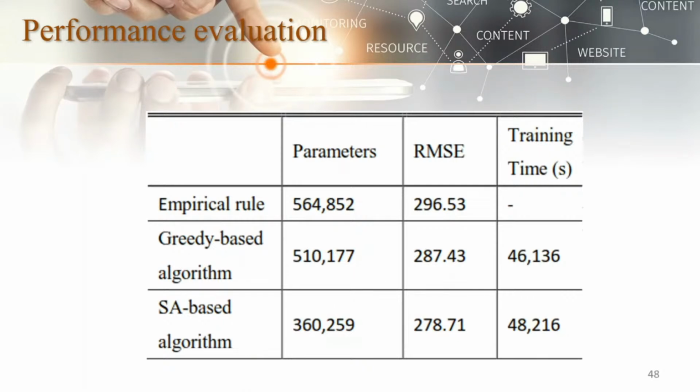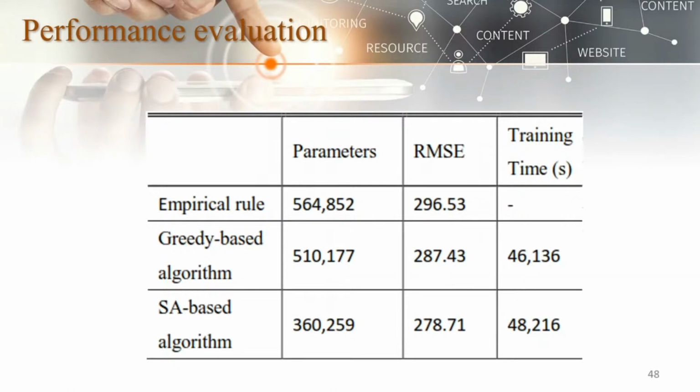The table is the comparison of parameters and accuracy. The first method uses the empirical rule to adjust parameters. The second is to use the greedy-based algorithm. The third is to use the simulated annealing-based algorithm. The simulated annealing-based algorithm has higher accuracy and fewer parameters than the empirical rules and greedy-based algorithm.